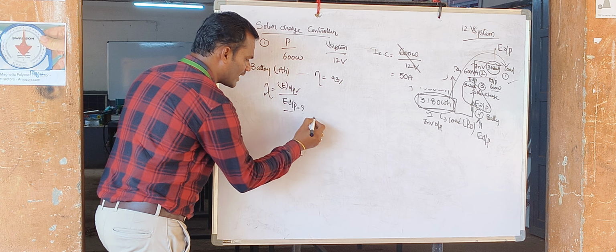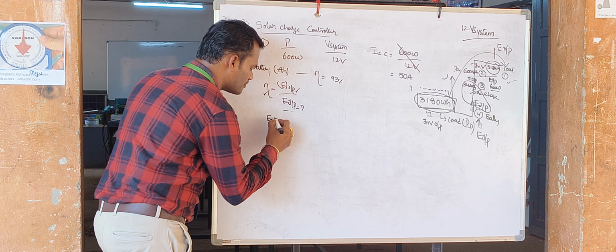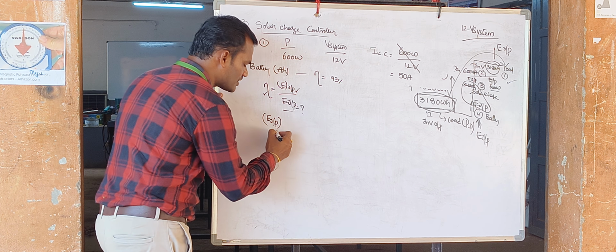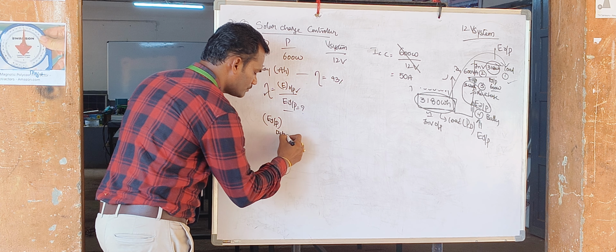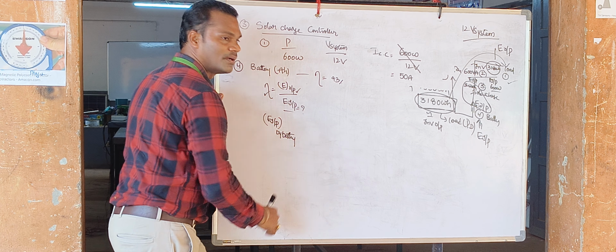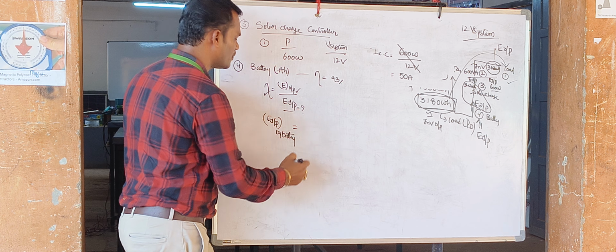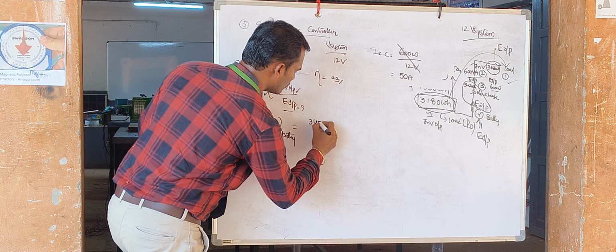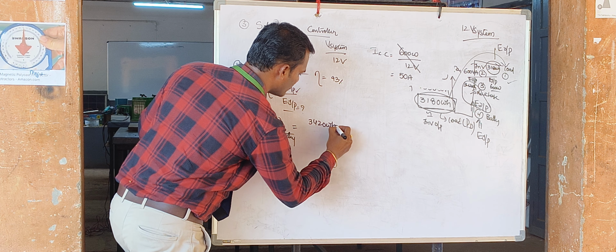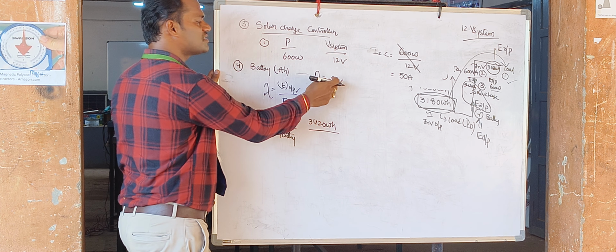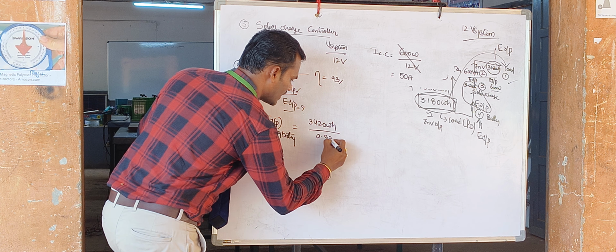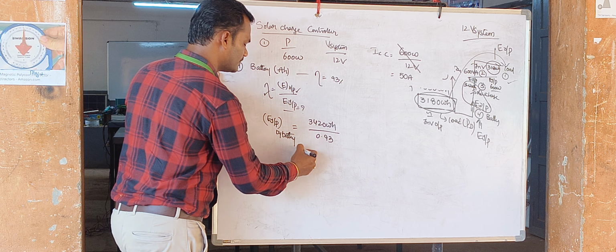So now I want to calculate the input energy. Who has to supply this input energy? Input energy to be supplied by the battery. So input energy is equal to the output energy, 3420 watt hour, divided by the efficiency of the battery given, 0.93. Calculate this one.